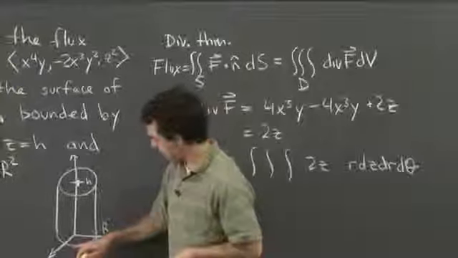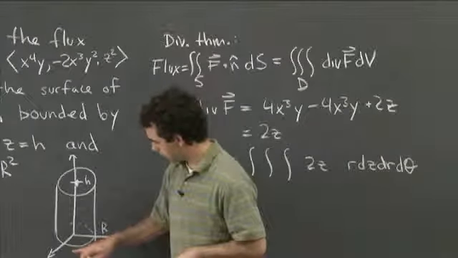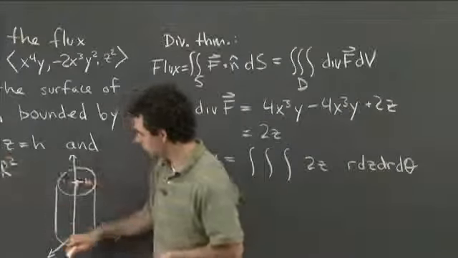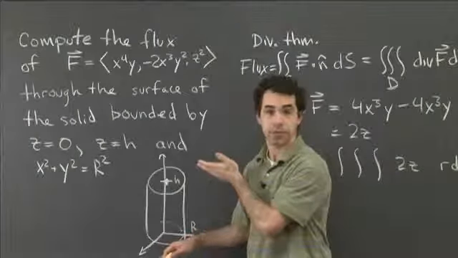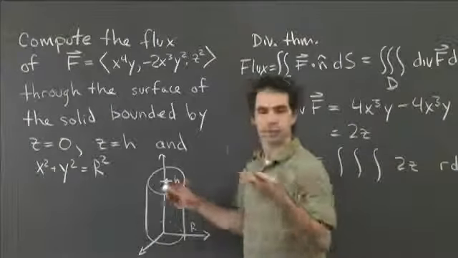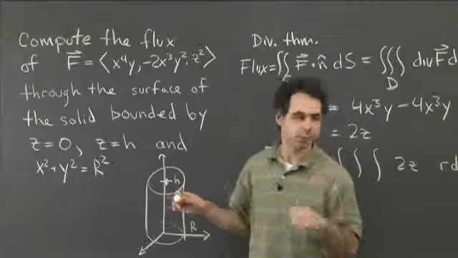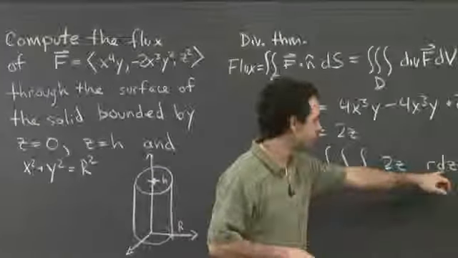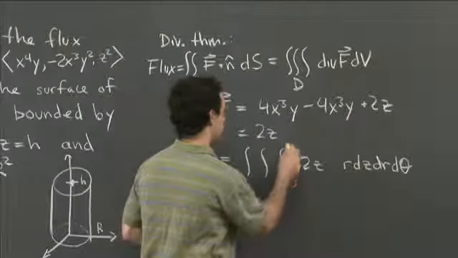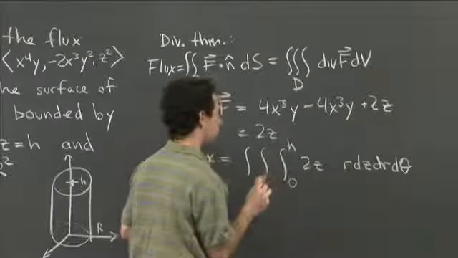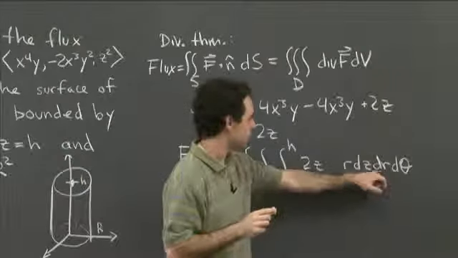So it's bounded between z equals 0, the bottom surface, and z equals h, the top surface. OK, well that's easy enough. That's what the bounds on z are. So let's put those in. So z, that's the innermost one, so that's going from 0 to h. OK, how about the next one? So the next one is r.